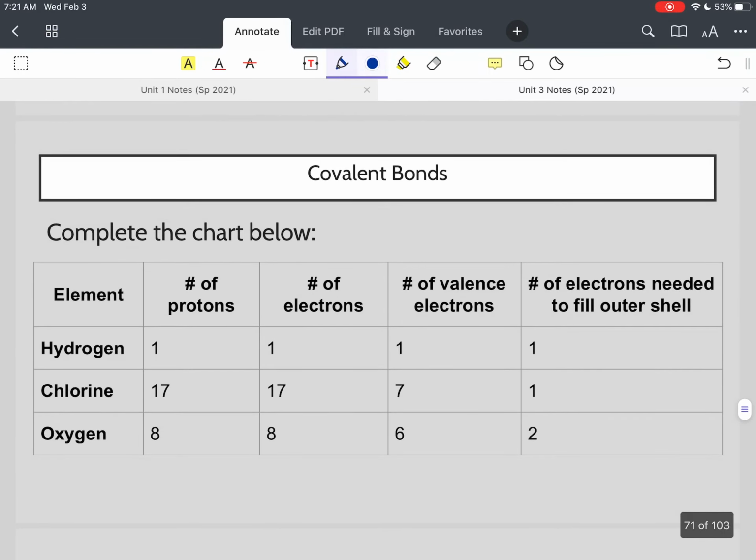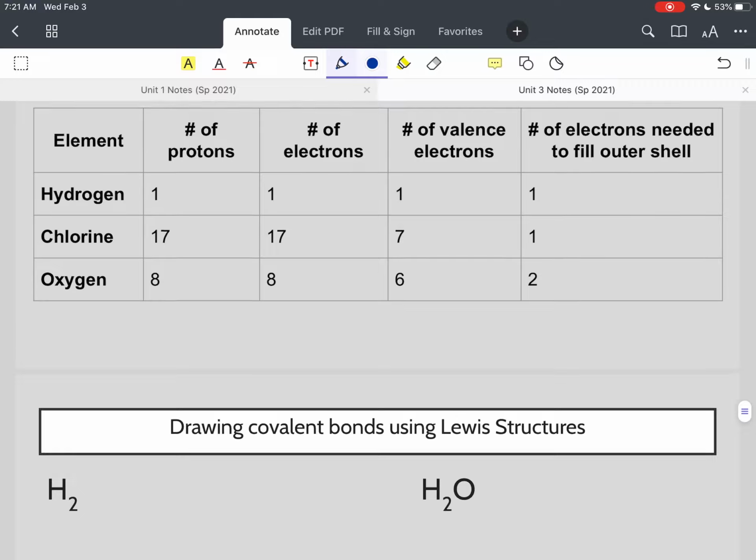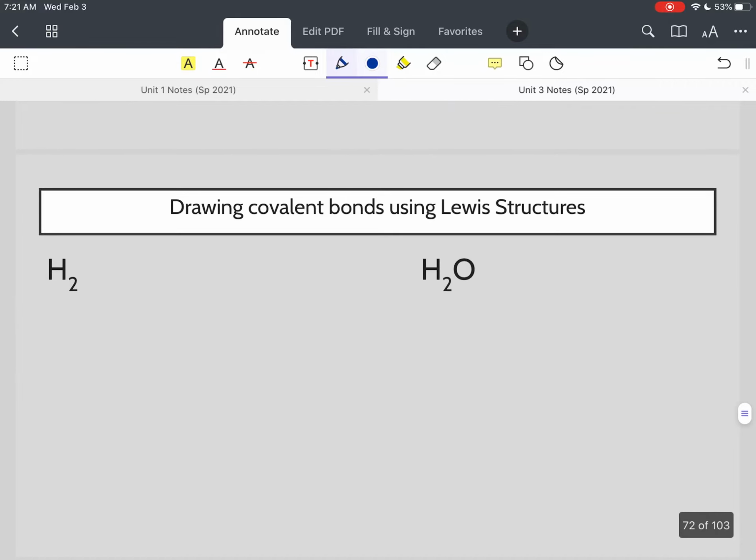So this is what your chart should look like now that we've completed it. We have our 17 protons, electrons for chlorine. Its valence electrons is 7 because it's in that group 17, that column, that seventh tall column. So it really only needs one electron to fill its shell. And then oxygen, because it only has 6, it needs 2. Okay, remember everybody wants 8.